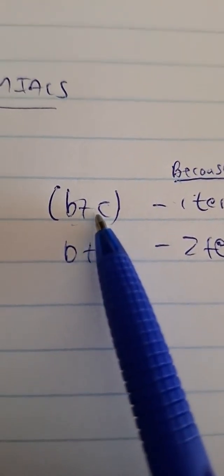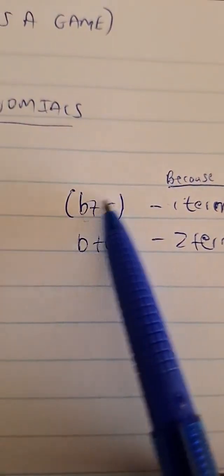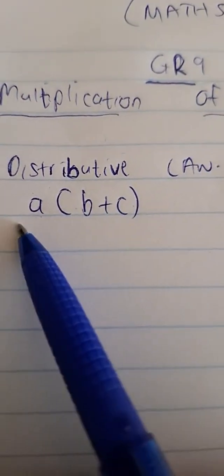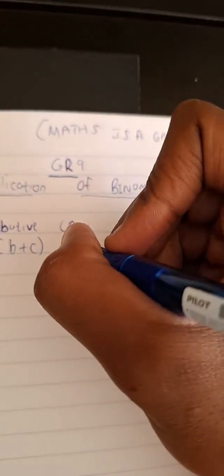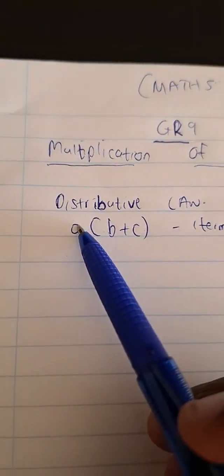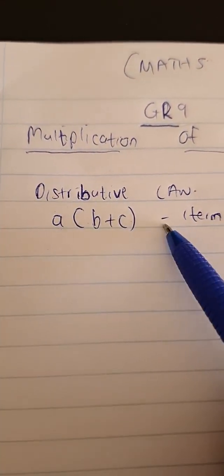Right, so like I was saying, guys, B plus C, how many terms? One term. Why? Because of the bracket. Brackets cause unity. B plus C alone without the brackets, that is clearly two terms. So if we look at this expression, it is one term. One, all right?